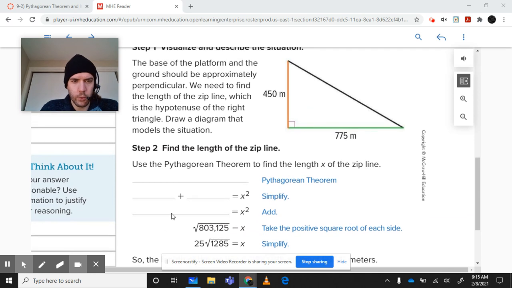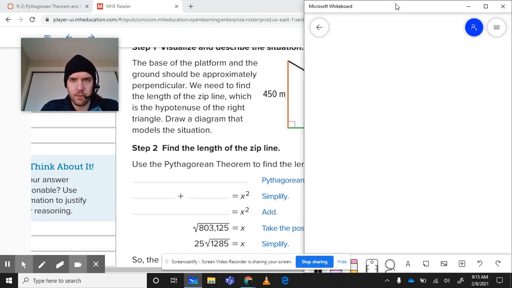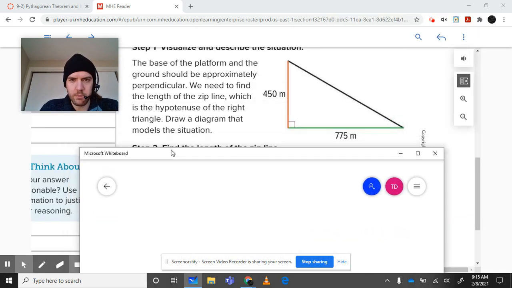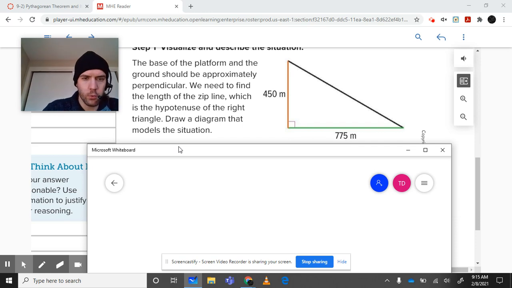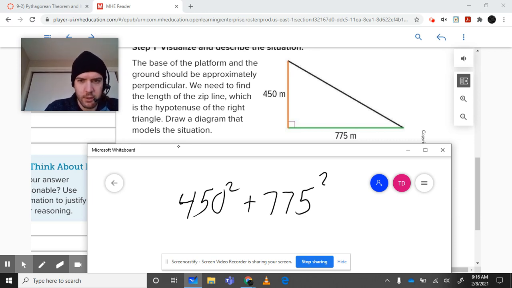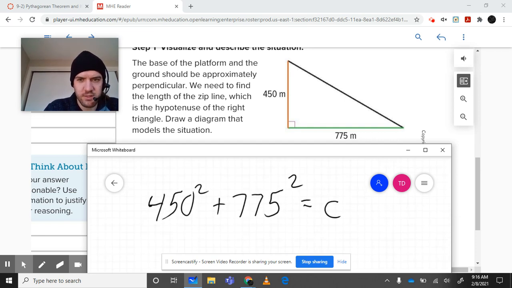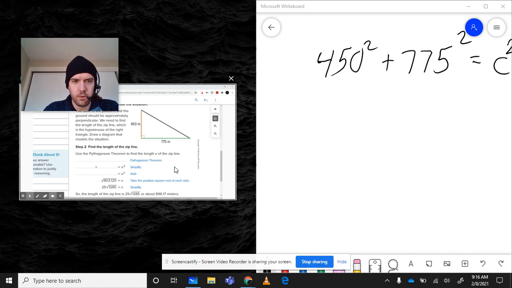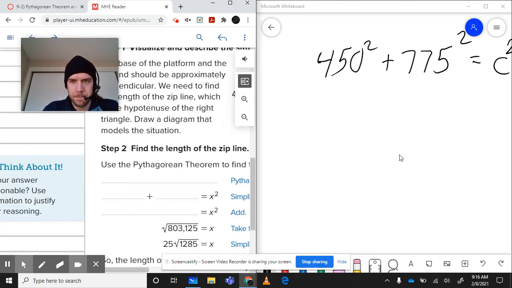Okay, so we should be able to go through and say that a squared plus b squared equals c squared. So 450 squared plus 775 squared equals c squared. Okay, where c is this black length right here. Okay, so now we can go through and we can start finding values for that.